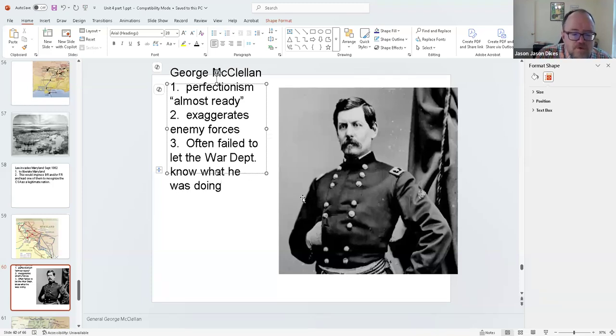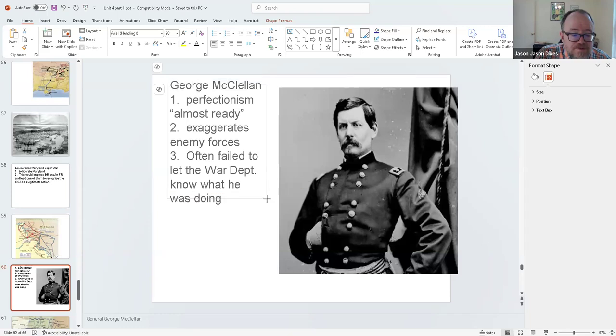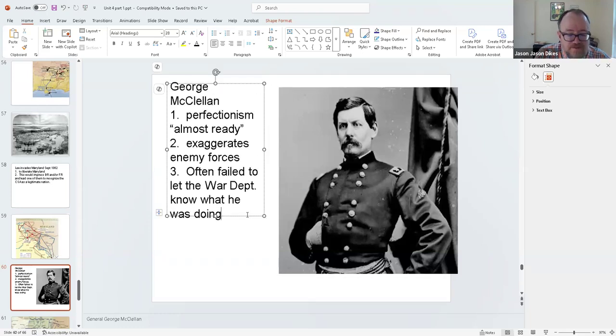He often failed to let the War Department know what he was doing, which means he was not letting the president know what he was doing. He did not like Lincoln. He was contemptuous of the president, referring to him as a baboon. If you've ever seen a picture of Lincoln, his arms are very long. They're unnaturally long. McClellan was also pro-slavery.